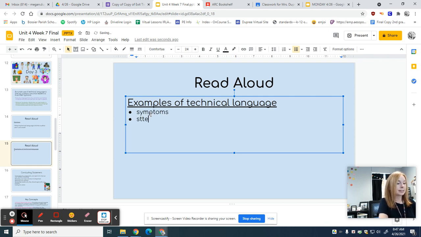I heard stethoscope. Oop, I added too many T's. I heard the otoscope. Remember, they check your ears, your nose, and throat with that. I heard patient. I heard labs. I heard records. Let's see, what else did I hear that I could say was a good example of some technical language?